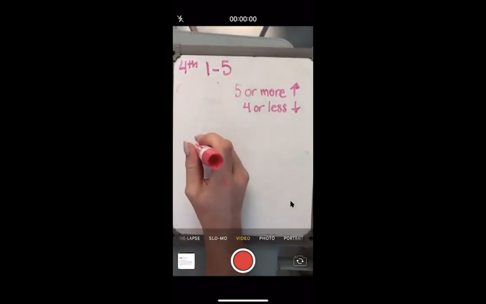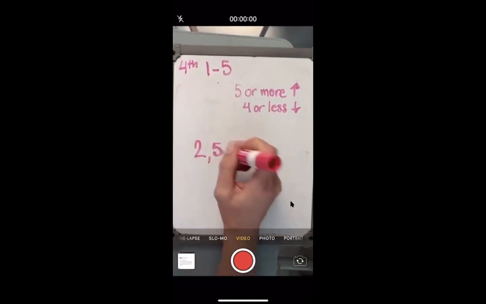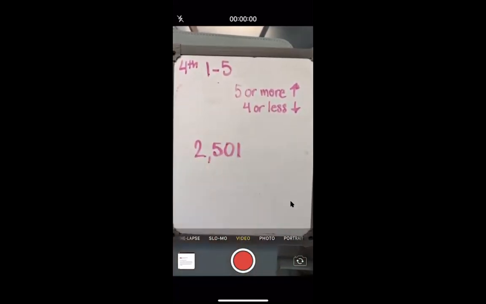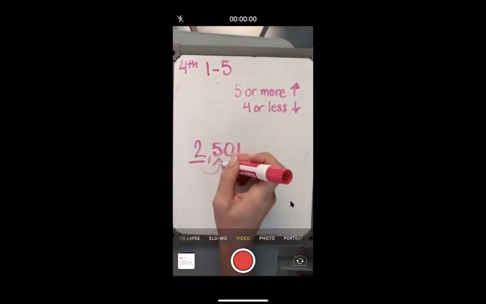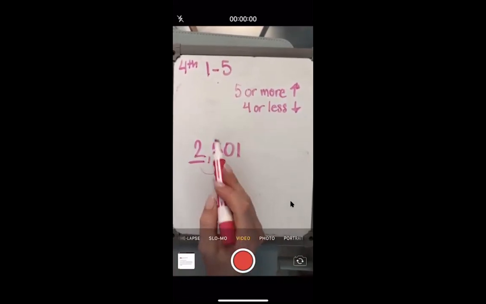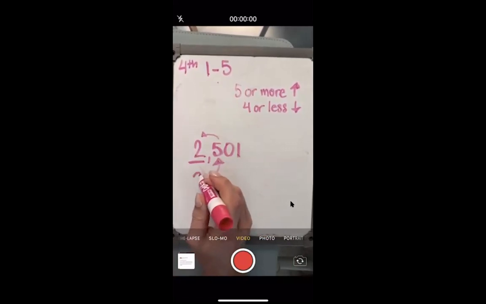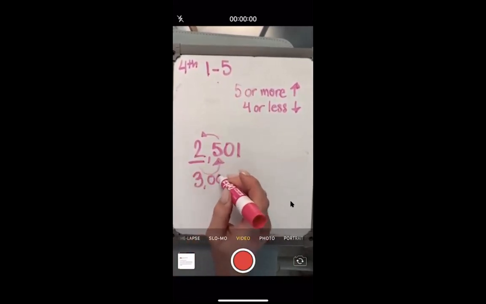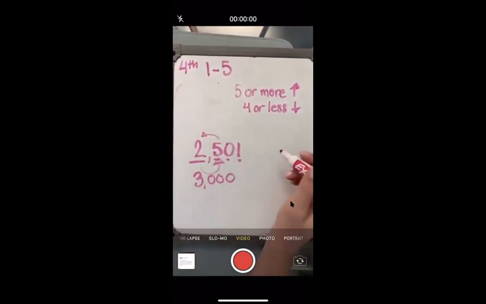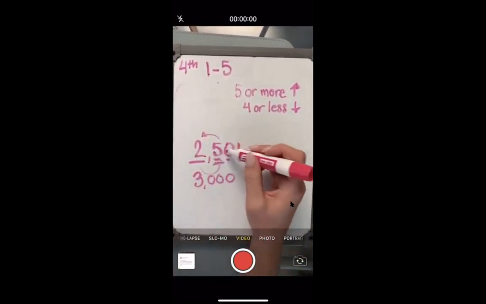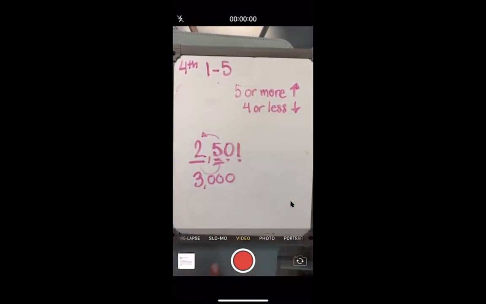So let's say I did 2,501. If I said round it to the nearest 1,000, you have to know my thousands are here. I look to my next smallest place value. 500 would round me up, right? So my 2 actually becomes a 3,000, because everything after that becomes zeros. And actually what's funny here is that 501 is just barely over the limit there.